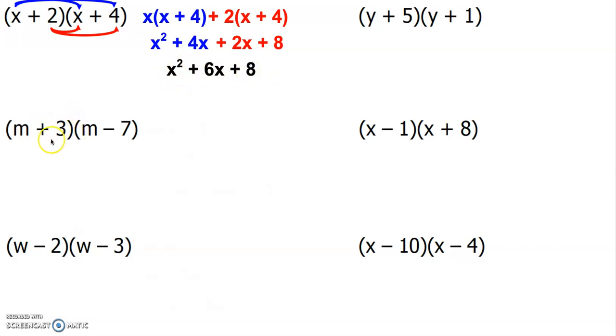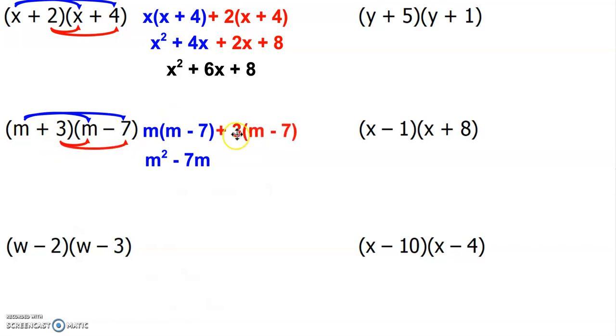In this next example, we're distributing m plus 3 across m minus 7. So I'm going to be taking this first m and multiplying it times our m minus 7. So m times m will be m squared. M times negative 7 will be negative 7m. But I also have to distribute the positive 3. So positive 3 times m minus 7. So positive 3 times m becomes positive 3m. Positive 3 times negative 7 becomes a negative 21. I notice once again that those middle terms combine together to be m squared minus 4m minus 21.